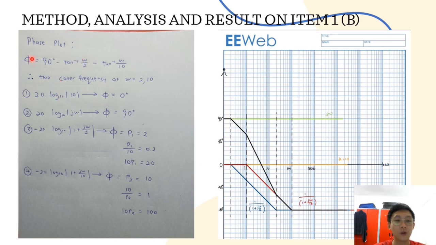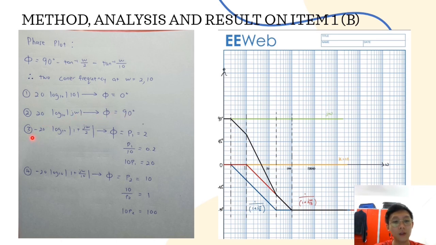So from the left hand side of the equations that I already wrote, the phase is equal to 90 degrees minus inverse tangent omega over 2 minus inverse tangent omega over 10. And the two corner frequencies are at the frequencies 2 and 10. And then we will see the first term, which is 20 log 10, and when you change it to phase, it equals 0 degrees. And for the second, which is 20 log omega, the phase equals 90 degrees.